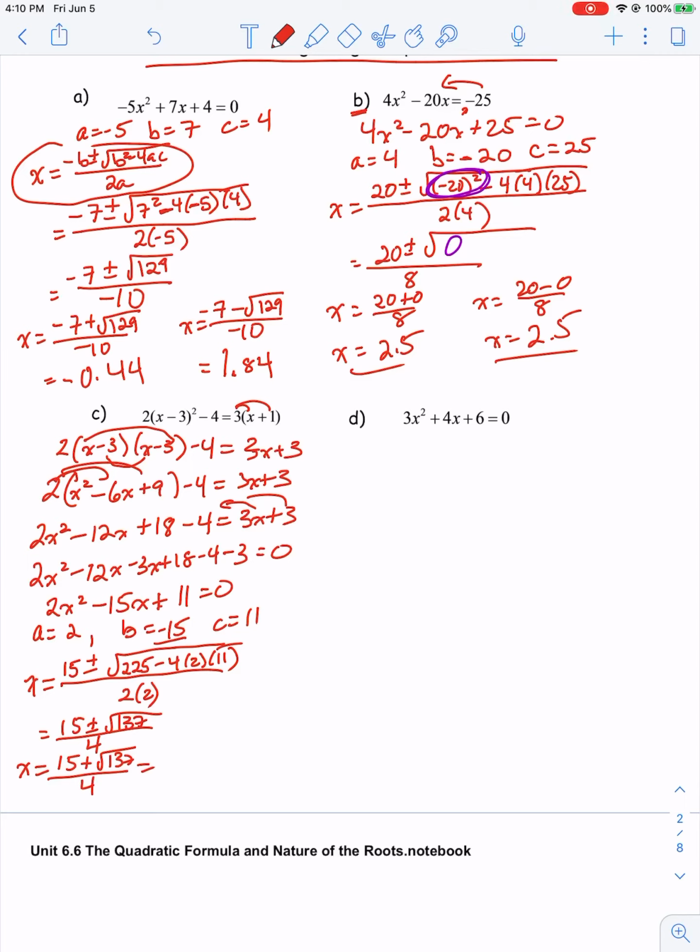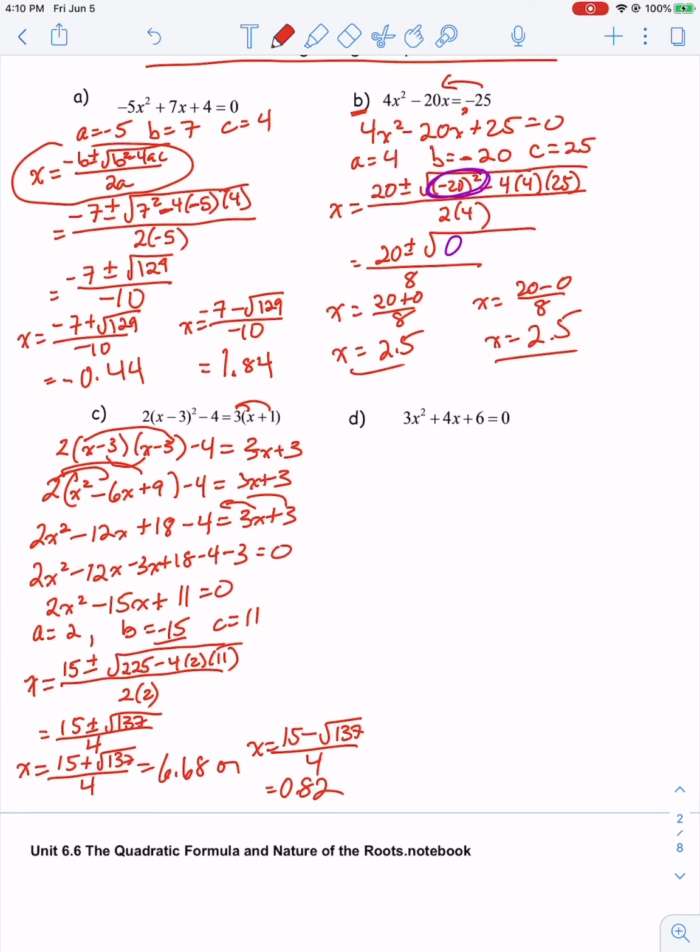So 15 plus root 137 equals, divided by 4 equals 6.68. Or x equals 15 minus root 137 all over 4. 15 minus the square root of 137 equals 3.295 divided by 4 equals 0.82. So there's your two answers.